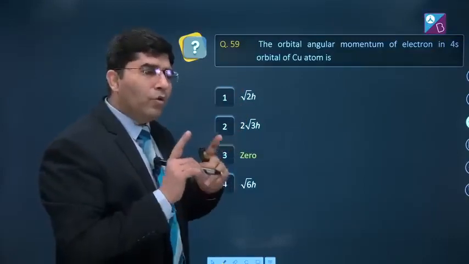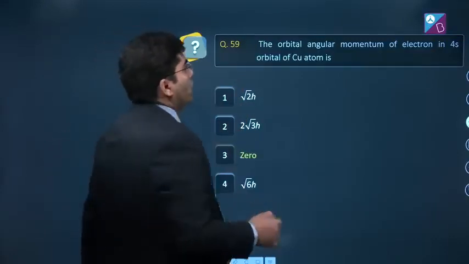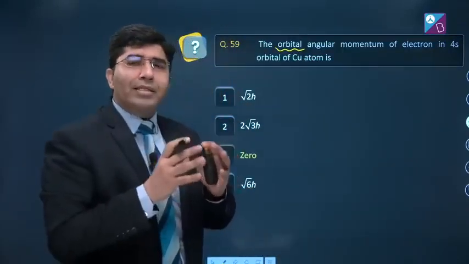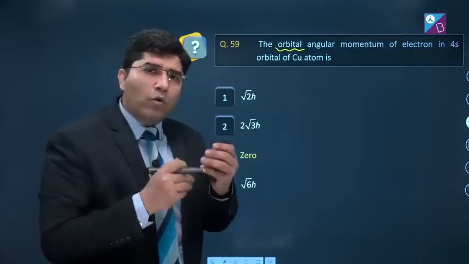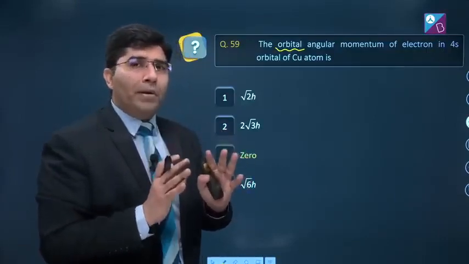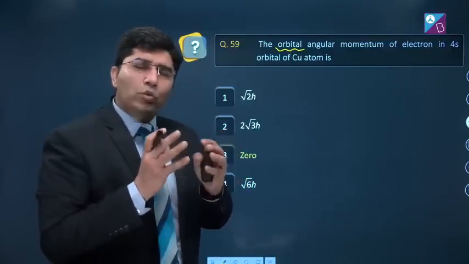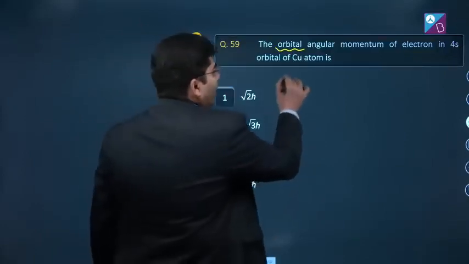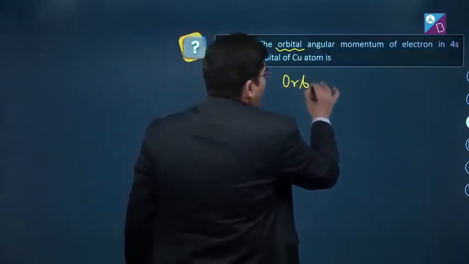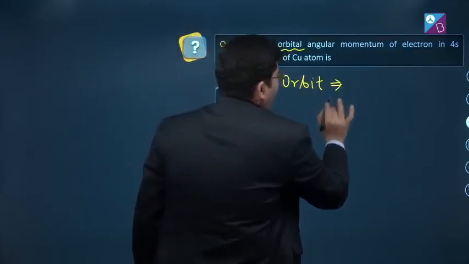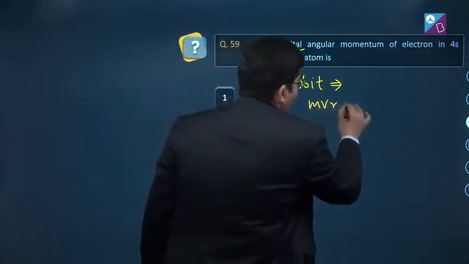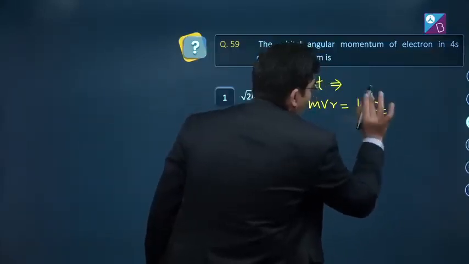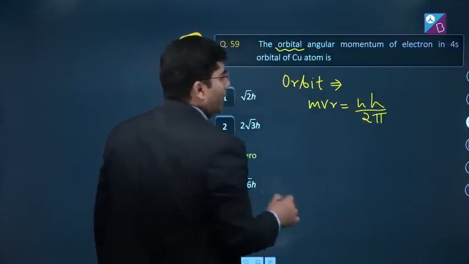Okay, the next one is: the orbital angular momentum of the electron in the 4s orbital of a copper atom is. One thing you have to keep in mind is whether the question asks about orbit angular momentum or orbital angular momentum, right? Generally students get confused here. Let me tell you what the confusion is. If orbit angular momentum is mentioned, then in that case mvr is equal to nh upon 2 pi, right? This is orbit angular momentum.